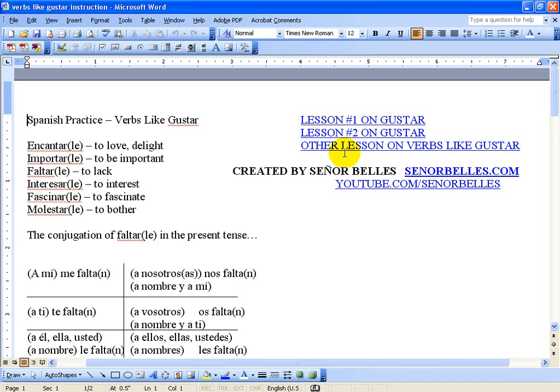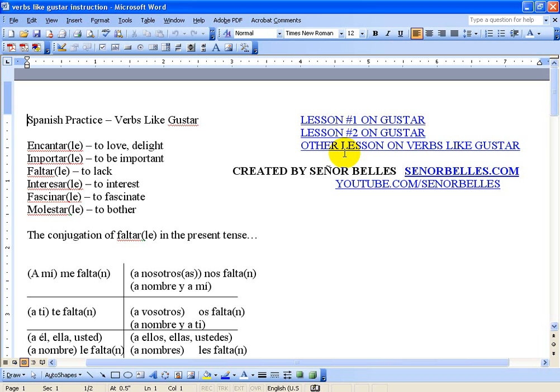So we're going to be practicing some verbs that are like gustar. And to be specific, there are 6 verbs here, and they're on the left there, and they say encantarle, importarle, faltarle, interesarle, fascinarle, molestarle. So these are all verbs that work just like gustar. So if you've learned gustar before and you understand how gustar works, this should be easy for you.